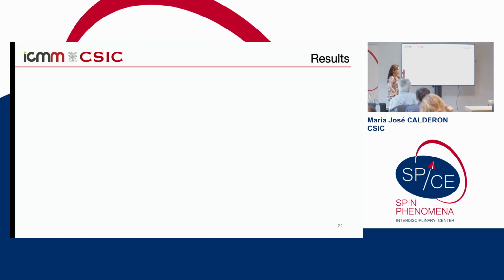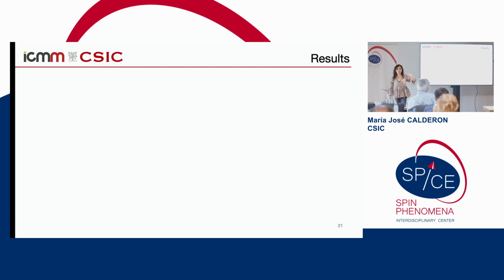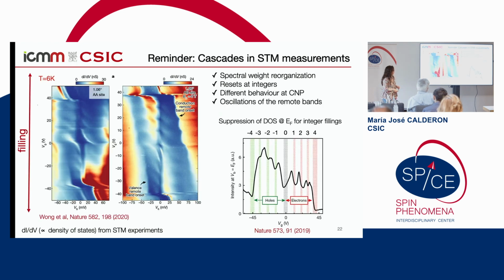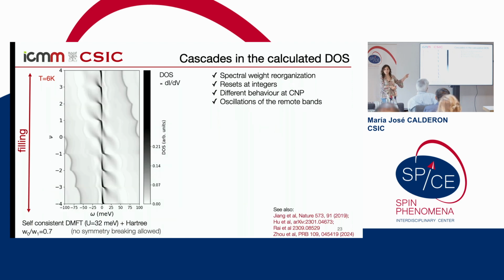Okay, so let's go now to the results for our case. So remember that we have 8 orbitals, so it's a complicated system. And remember these cascades that I showed you before. This is the kind of structure that we would like to see if we can reproduce only with interactions, with correlations in the normal state. And this is the suppression of the conductance or the resistivity peaks that happen at integer fillings. And these are our results, okay?